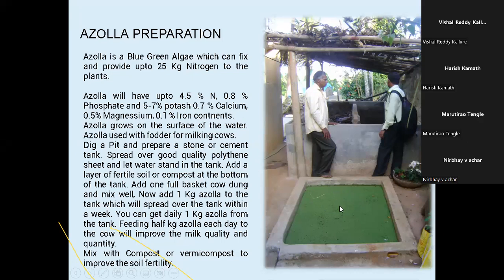Azolla grows on the surface of the water. This is the procedure: you prepare the pit and add good quality water. Then you introduce the azolla culture on top of the water. It will start growing within 1 week. If you introduce 1 kg of azolla, you can harvest 2 to 3 kg of azolla every day. Once in a while, you have to replace the water, and you have to add some cow dung at the early stage, and also some fertile soil.